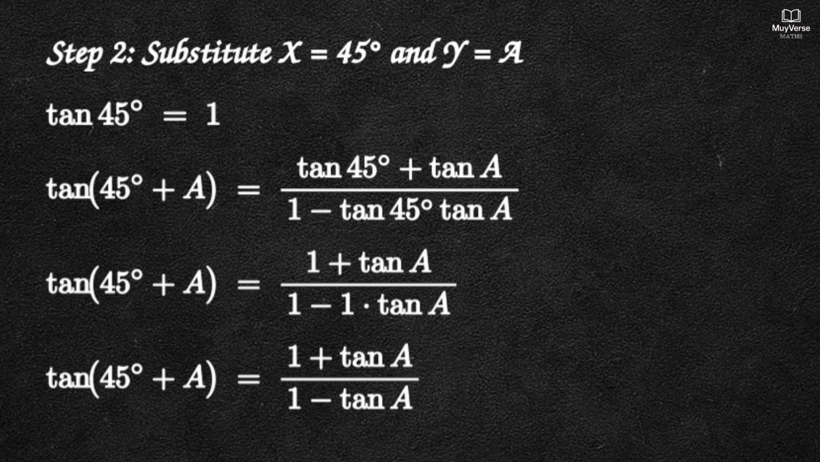Step 3. We have shown exactly that tan(45° + A) equals the fraction (1 + tan A) over (1 − tan A). This completes the proof, proven using only the tangent addition identity.